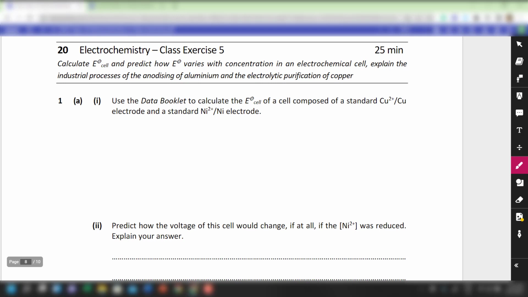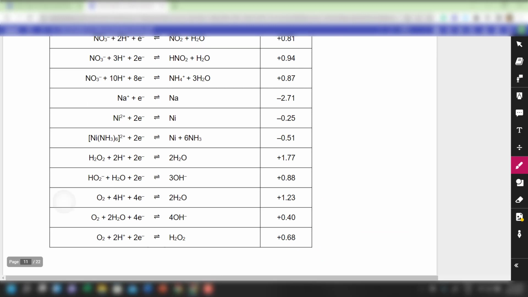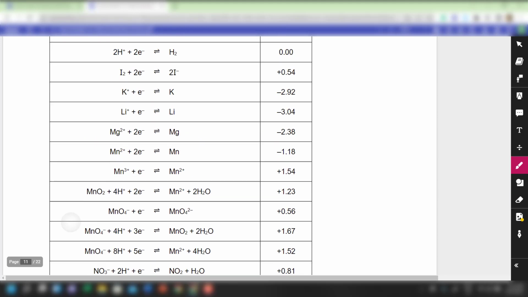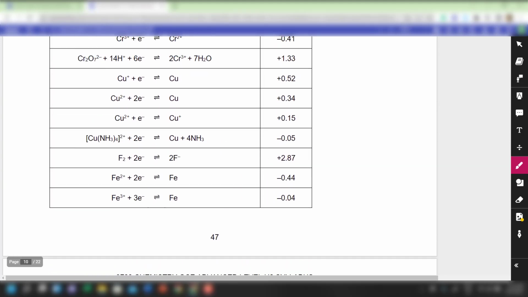Okay, so for question 1, we are to use the data booklet to calculate the E cell of a cell composed of the standard copper 2 copper and the standard nickel 2 nickel. Okay, so I'm just going to show you where to find the information. So nickel 2 nickel is negative 0.25 volts, and then copper 2 copper is positive 0.34 volts. Okay, so the reduction potential of copper 2 copper is more positive than that of nickel 2 nickel. So I would expect the copper electrode to be the cathode and the nickel electrode to be the anode.